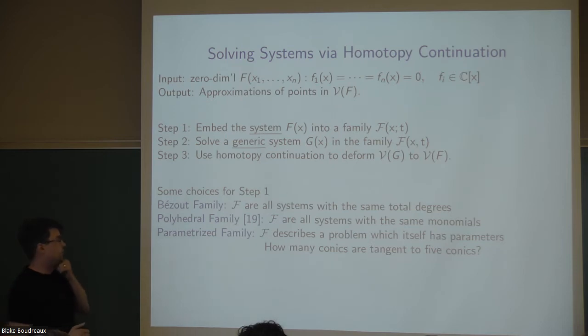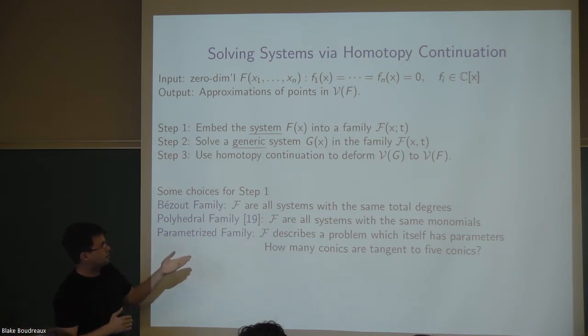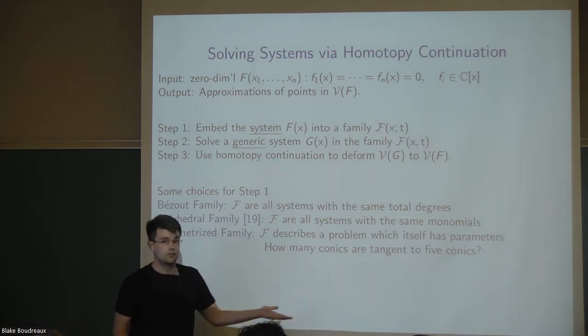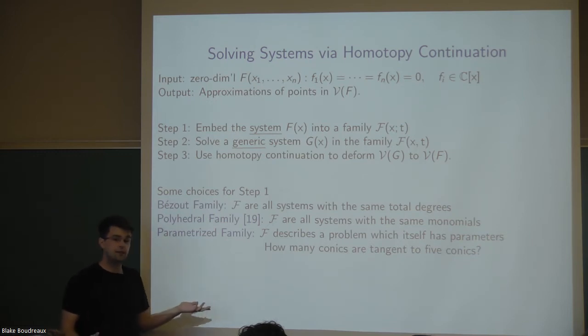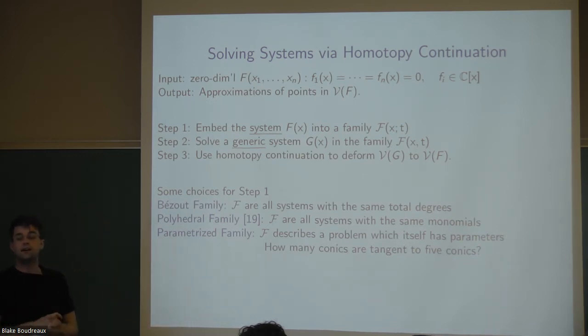Here are some choices for step one. The first one was the Bezout family, which we've already seen. You just take x_i to the power d_i minus 1. And that's very easy to complete step two for. Instead of just focusing on the degrees of the polynomials you received, you could focus on the monomials of the polynomials you received. And if you restrict to polynomial systems with the same monomials, you get what's called a polyhedral family or a sparse family. And there you solve step two using a polyhedral homotopy. And that's what this citation is.